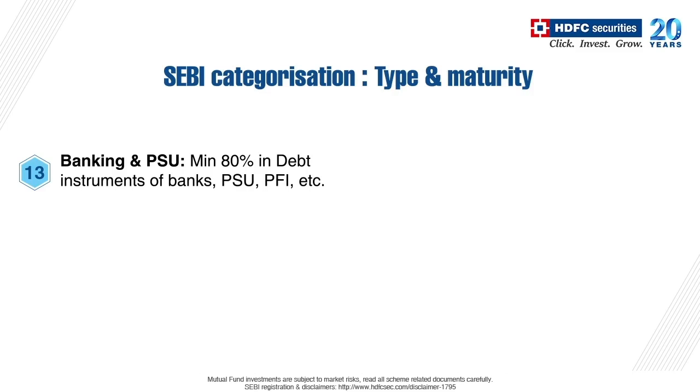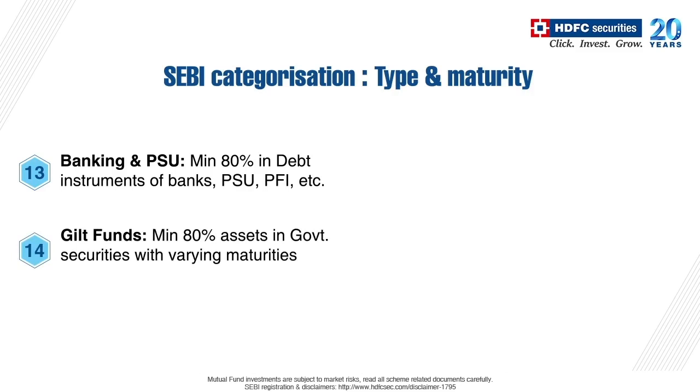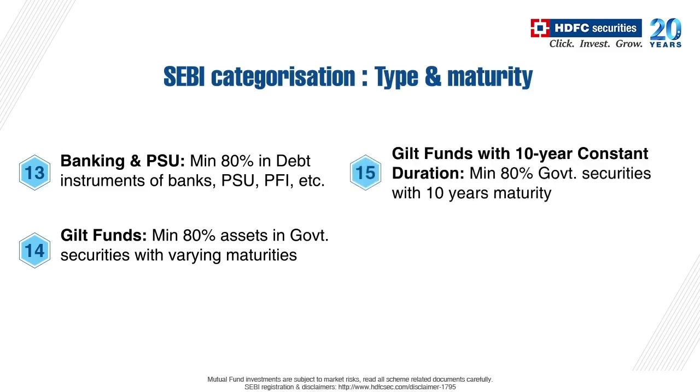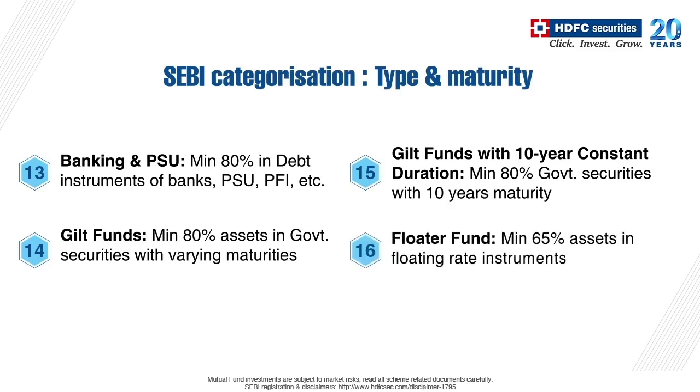The last 3 categories are gilt funds, investing minimum 80% assets in government securities across different maturities. Gilt funds with 10-year constant duration, which invest minimum 80% of the assets in government securities that have MD of 10 years, and floater funds investing minimum 65% assets in floating rate instruments.